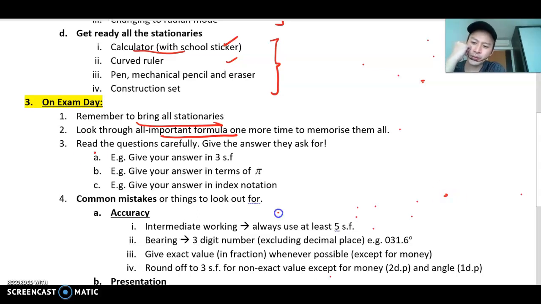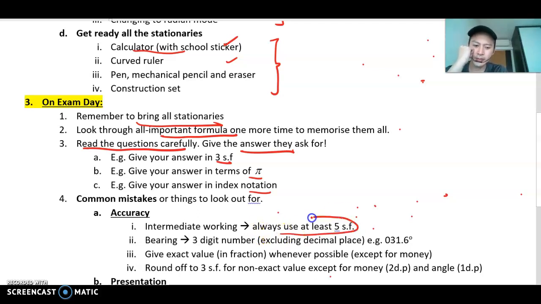Please make sure you read the question very carefully. Give the answer that they're asking for. For example, if they ask for the area, give them the area. If they ask for meter square, don't give them in cm square. If they ask for 3 sig fig or 2 decimal place, give them the accuracy of the answer, not something else. If they ask us to leave it in pi, please do leave it in pi. That will be that for the reading of the question.